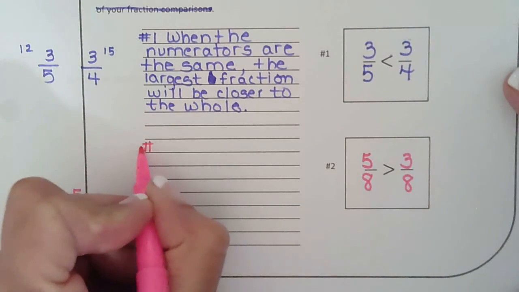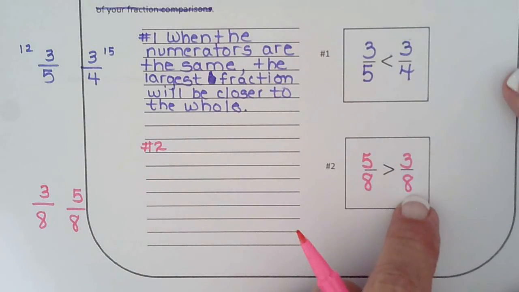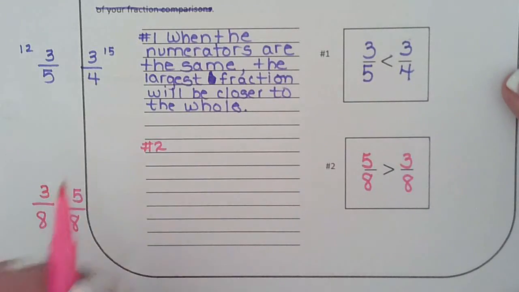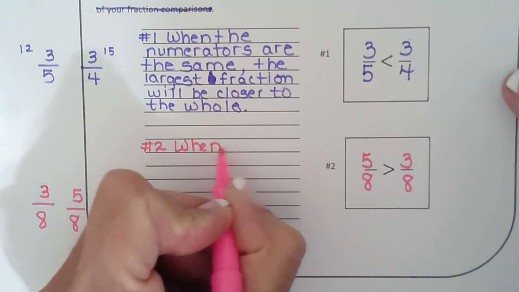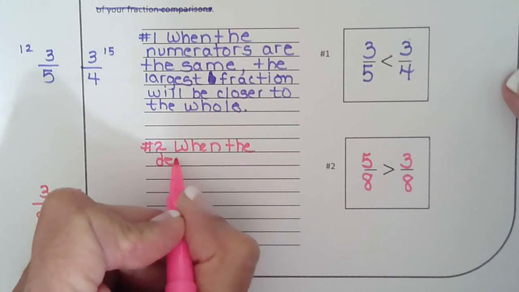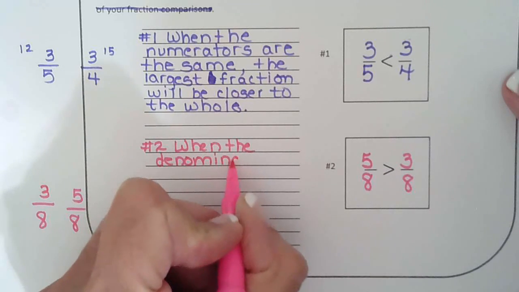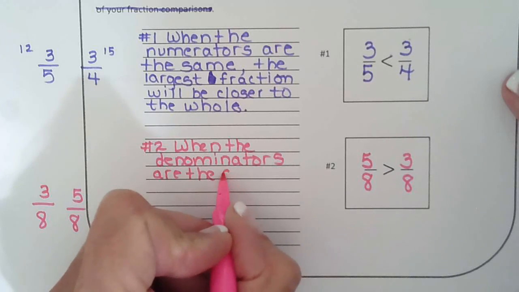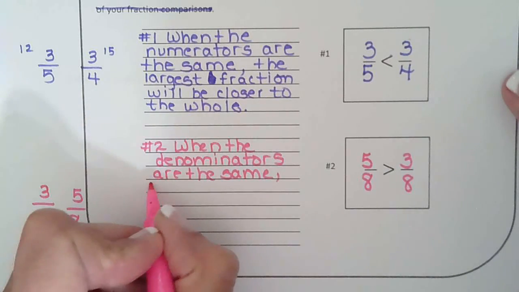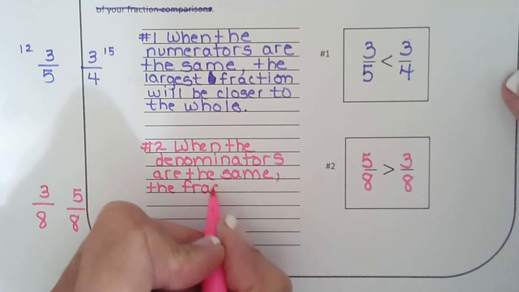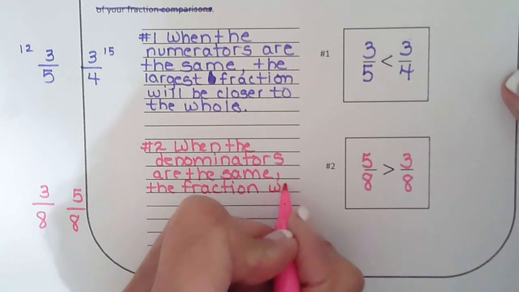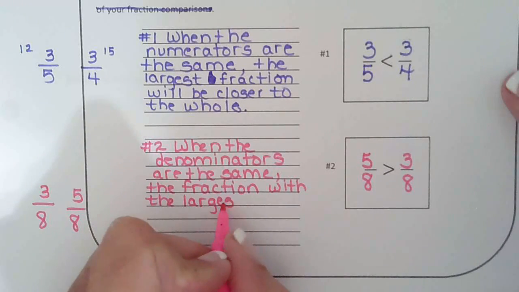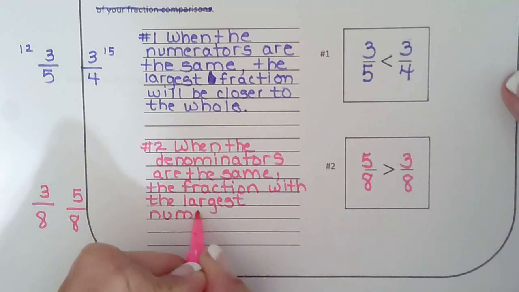So for scenario 2, we learned that when the denominators are the same, the fraction with the largest numerator is the largest fraction.